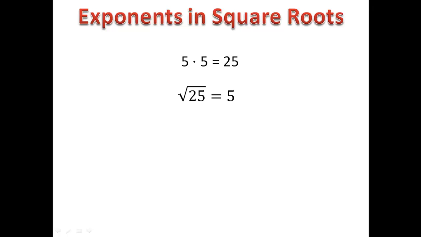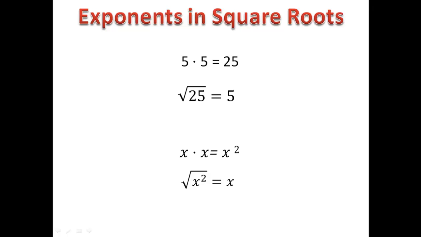We know that 5 times 5 is 25, and similarly that the square root of 25 is 5. But what if we're working with variables? Well, suppose we have x times x. That's x squared. The square root of x squared is simply x.